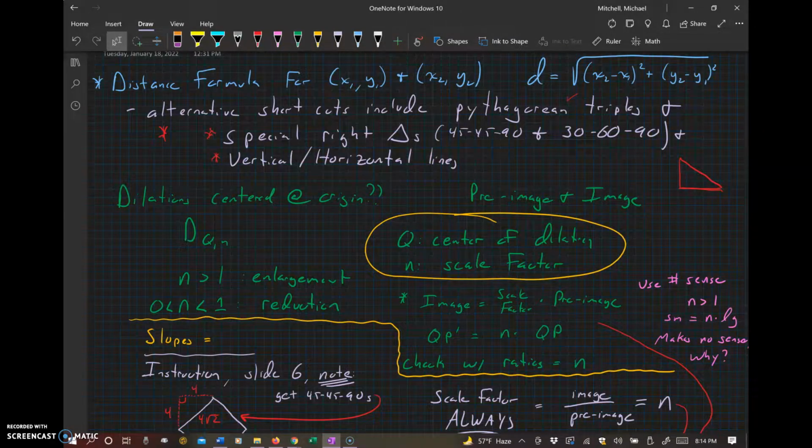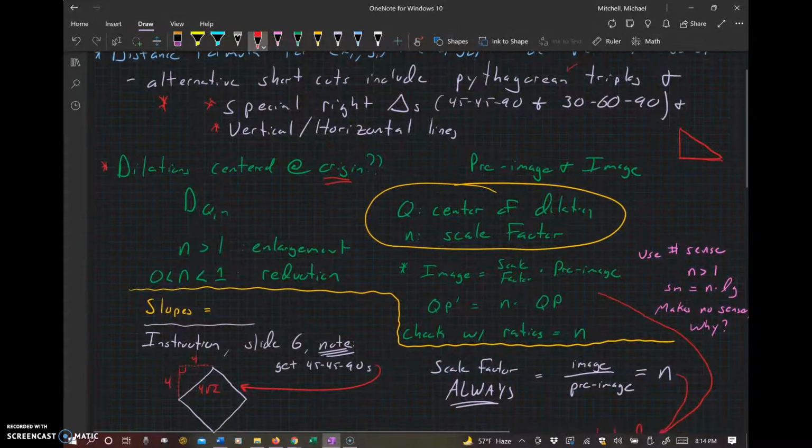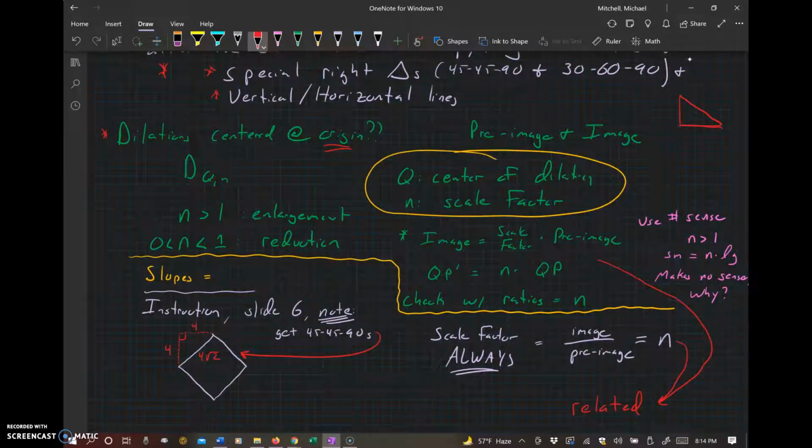I don't recall them mentioning dilations are centered at the origin. That's why I got the question mark. But yes, they are centered at the origin. The last section in the instruction gets off of that. D for dilation, QN. Q is your center of dilation, again, that's usually the origin. N is your scale factor.